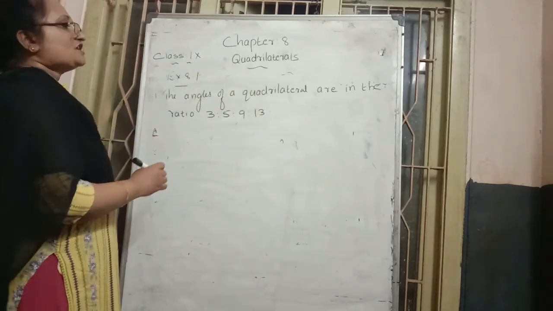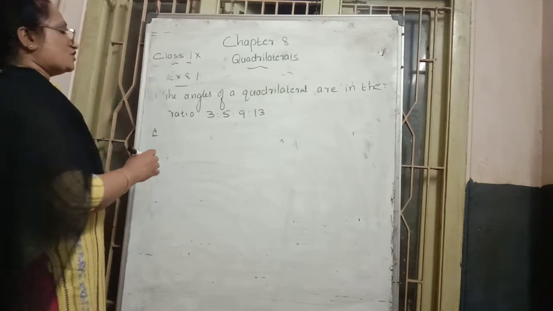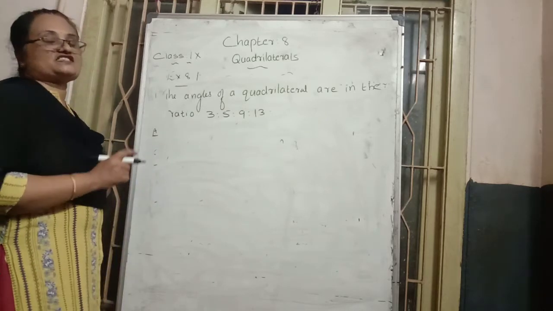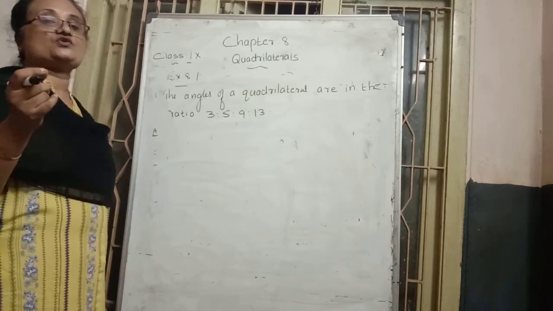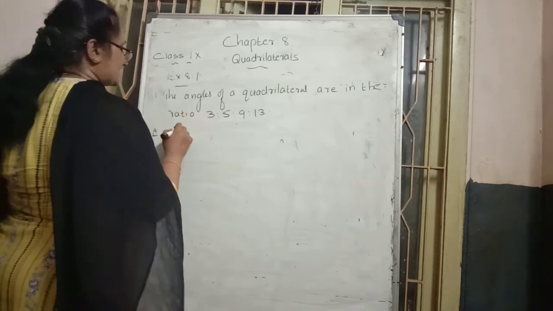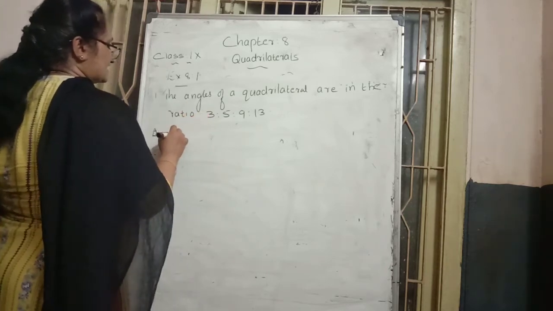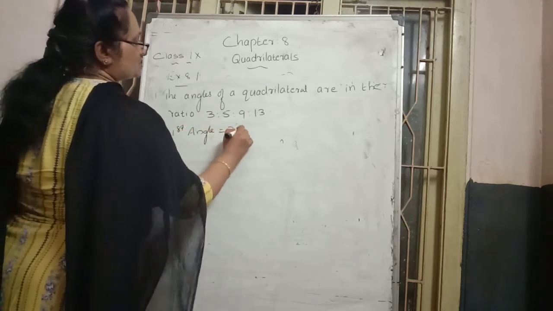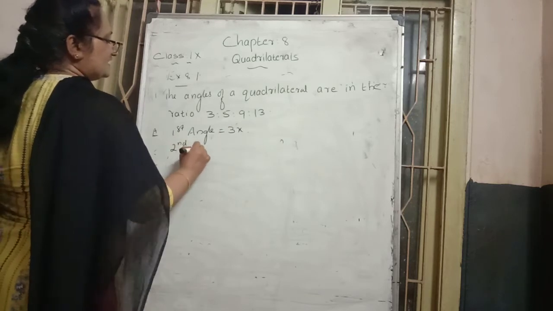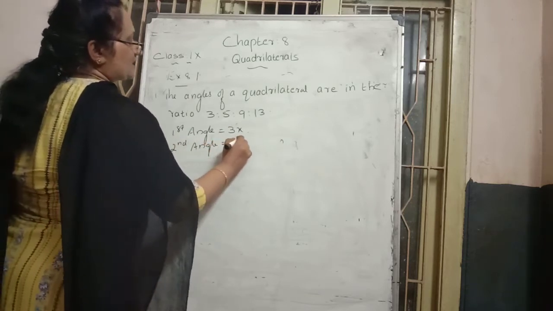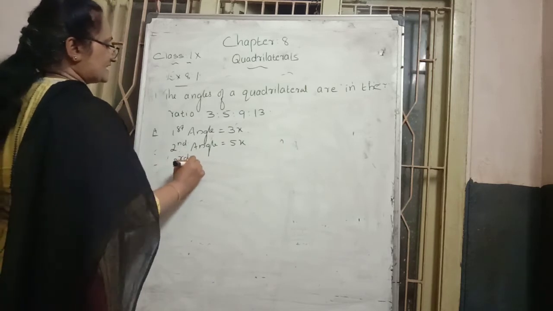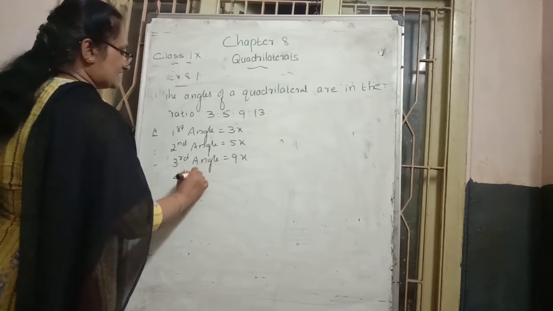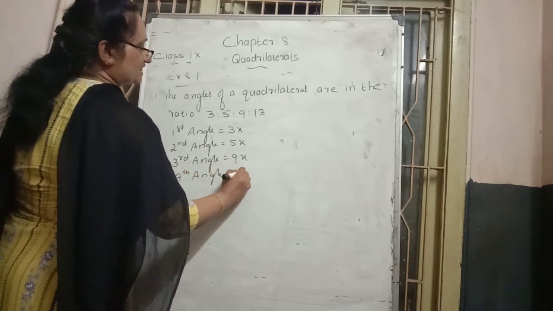How to start? We know that the sum of the angles of a quadrilateral is 360 degrees. Here they have given a ratio. In ratio cases we consider an alphabet, then only we will get the exact value. So the first angle we consider as 3x, the second angle 5x, the third angle 9x, and the fourth angle 13x.